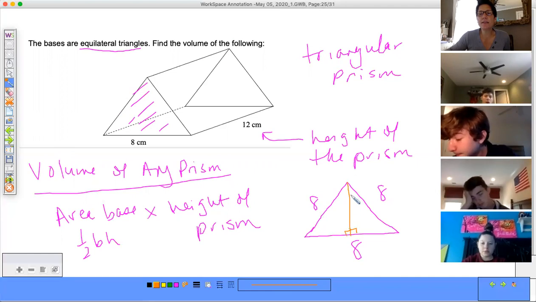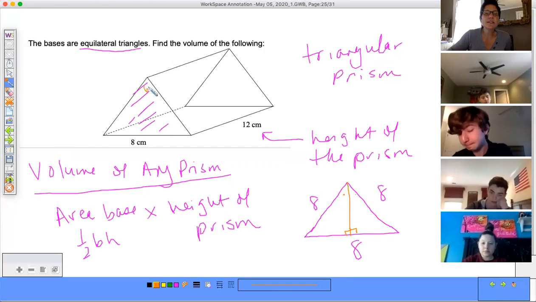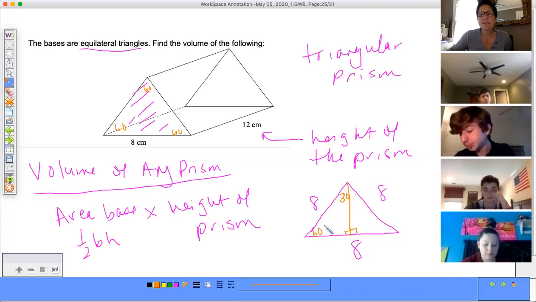What does it make these two angles right here, this one and this one? It's an equilateral triangle, so what are the measures of all three angles? They're all 60 degrees. So these are all 60, 60, 60. And that means these are 30, and then this is 60.